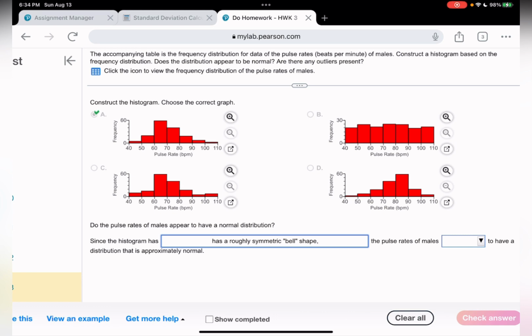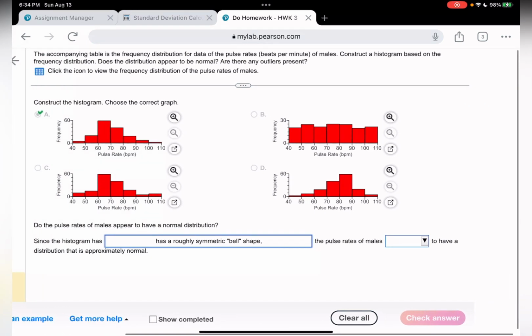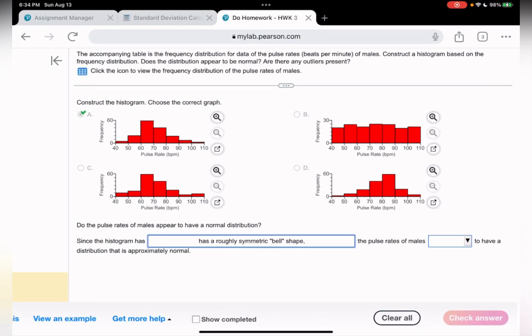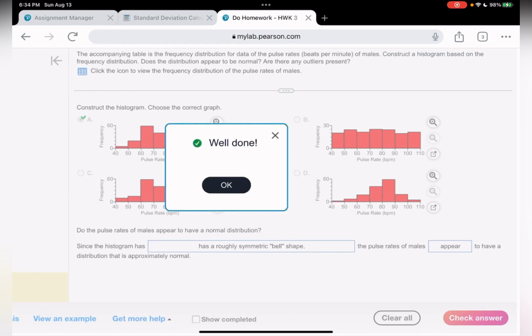Okay, so since the histogram has a roughly symmetric bell shape, the pulse rate of males, let's say, doesn't appear to have a distribution that is approximately normal. Well, then I would say it appears to have a distribution that is approximately normal. Checking the answer. Okay.